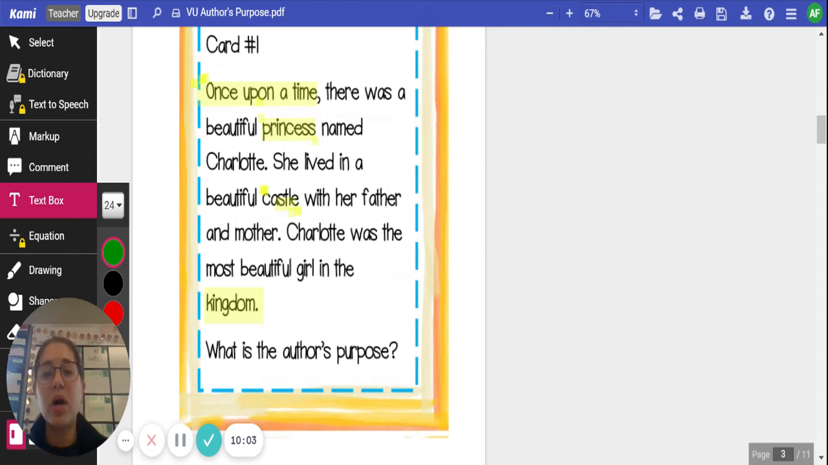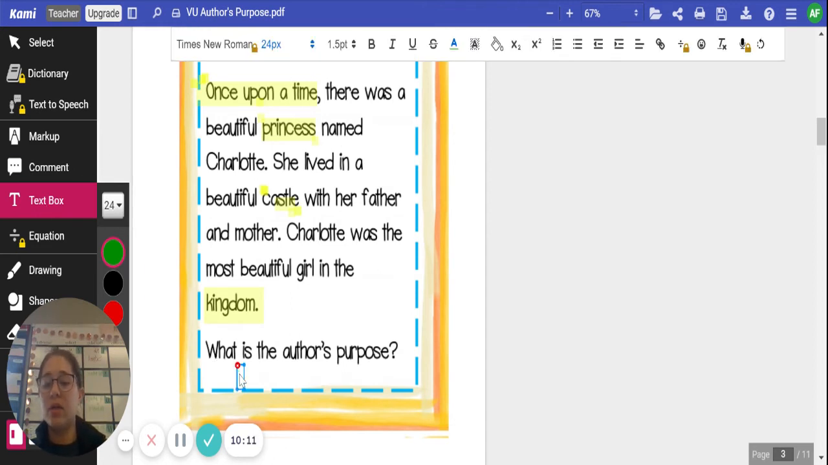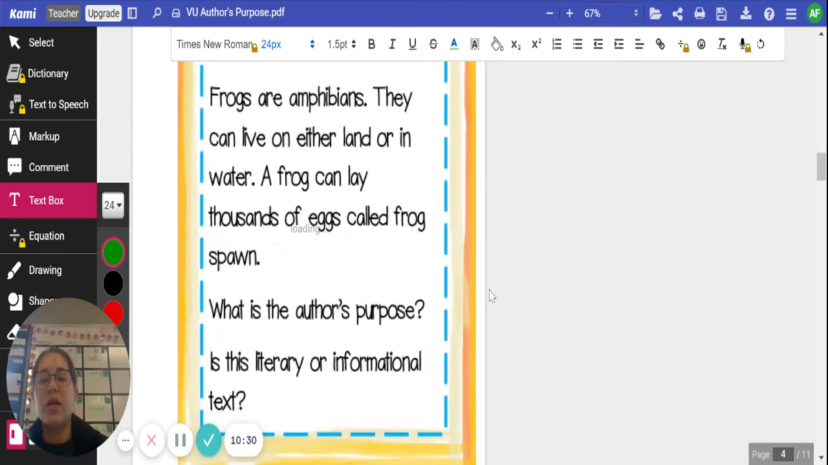I think so. Once Upon a Time gets me ready to read an entertaining story, and it's an enjoyable story. So the author's purpose down here, we can write, is to entertain. The author's purpose is to entertain. Okay, let's go to the next one.